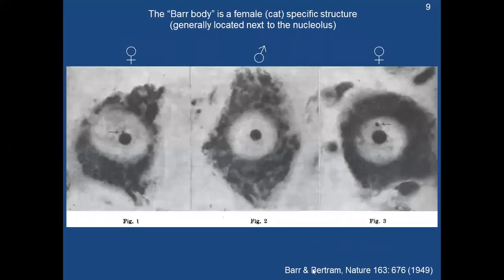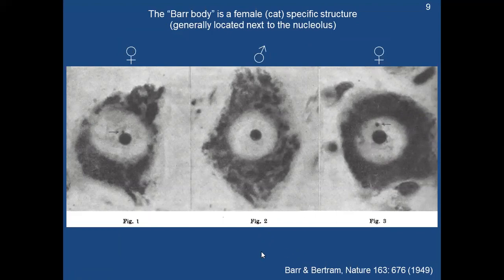Dr. Barr and his colleague, in 1949, looked under the microscope at cat epithelial cells. This is a cat epithelial cell. They stained it, probably with some sort of stain. Here we see the cytoplasm, this is the nucleus, and this is the nucleolus. Right next to the nucleolus there is a dot. Sometimes it is close to it, sometimes not, but they found it is only present in females and not in males. They didn't know exactly what this was, and they called it the Barr body.